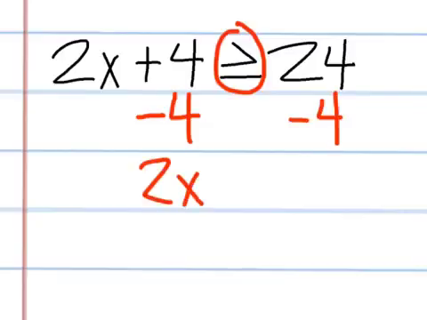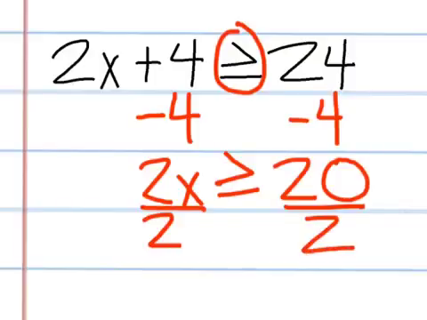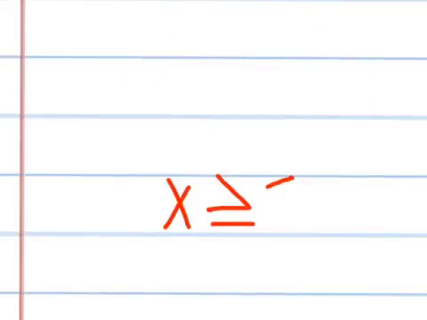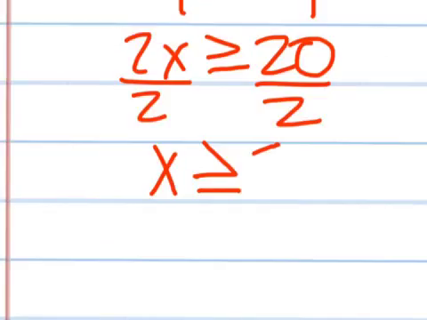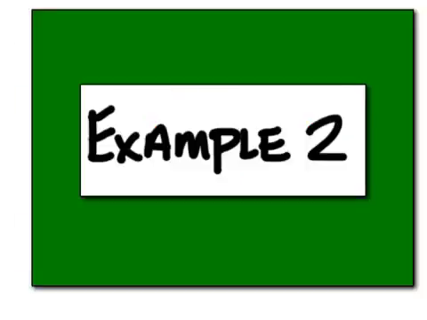On the left we'll have 2x is greater than or equal to 24 minus 4, which is 20. We divide by 2. Good. Cancel each other out. Okay, our final answer will be x is greater than or equal to 10. And make sure you put the greater than or equal to sign, or less than or equal to sign, or whatever sign you have, in your final answer.